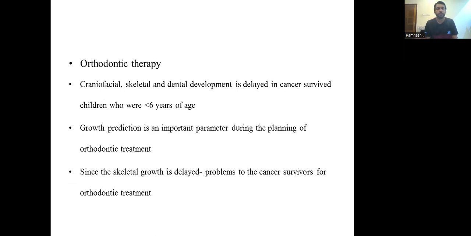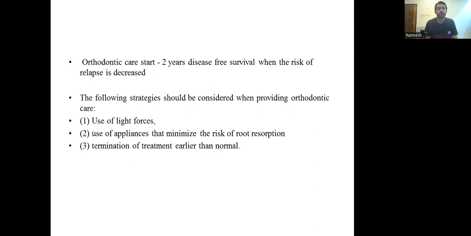Orthodontic therapy. Craniofacial, skeletal, and dental development is delayed in cancer-surviving children who are less than 6 years of age. Growth prediction is an important parameter during planning of the orthodontic treatment. Since skeletal growth is delayed, this poses problems for cancer survivors in orthodontic treatment. Orthodontic care should start after 2 years of disease-free survival, when the risk of relapse is decreased.